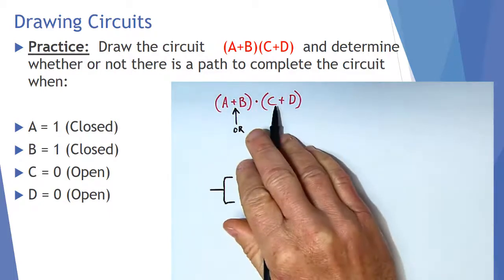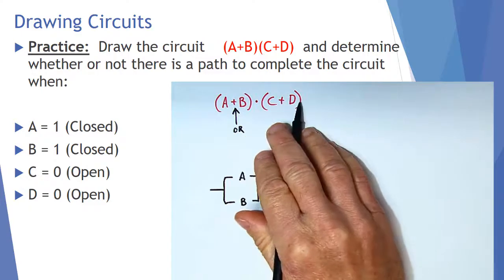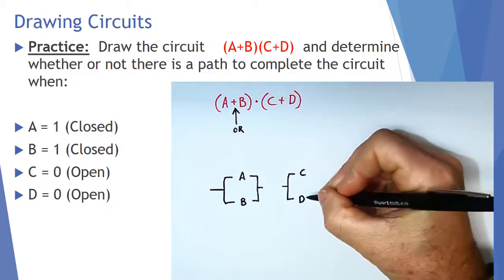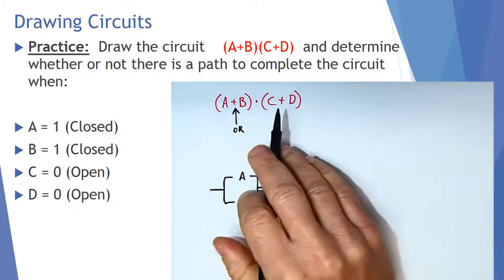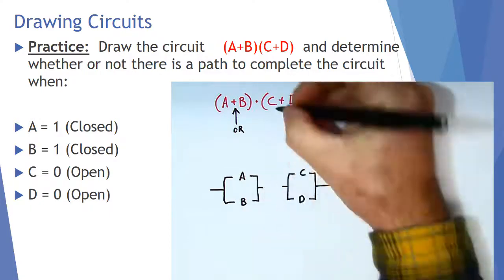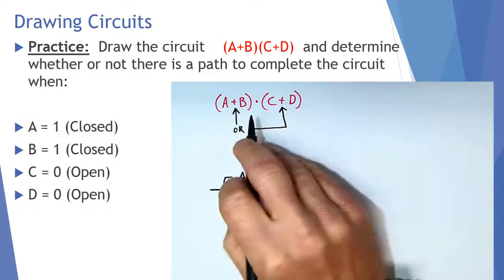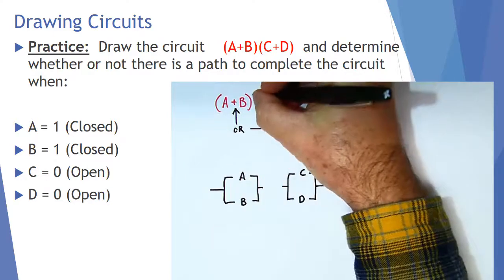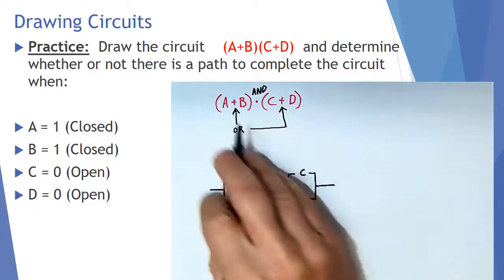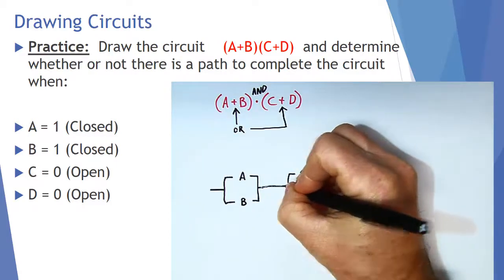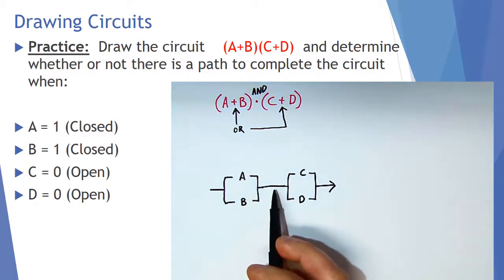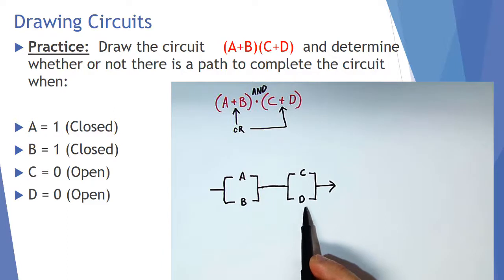Now, we should also have another path for C or D. And so we're going to have a path for C and a path for D. And those will be drawn in parallel because we can have flow through C or D. And so the key here is that our secondary operation is multiplication, that is to say, and. And so we need to put these two in series. And there's our circuit. We can flow through A or B, and we can flow through C or D. Two parallel circuits in series.